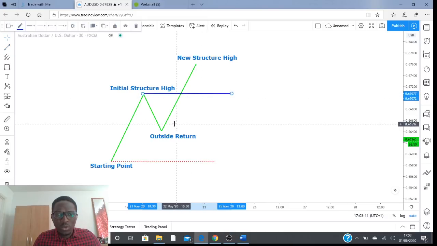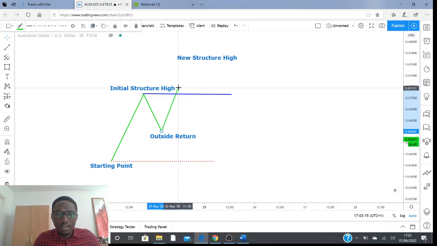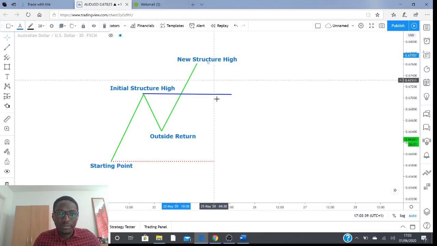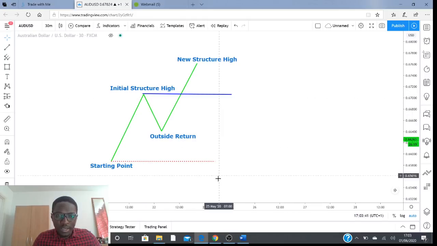I'm going to need that line as well. The second rule of a bullish structure is that the new structure high must break above the initial structure high. At this point, it doesn't matter what part of the candle of the new structure high it is, as long as that part of the candle goes higher than the initial structure high, then you have a valid new structure high for a bullish structure. I'm going to leave that high up there, and we're going to come back to that in a little bit.